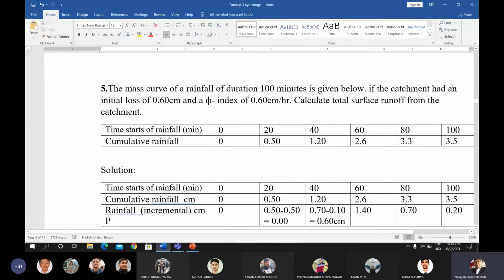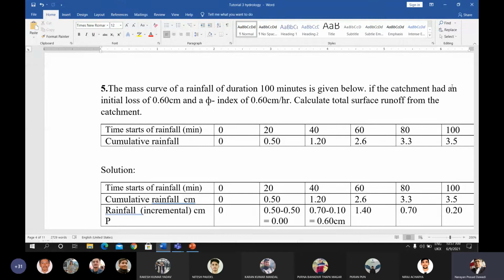We have to calculate the total volume of the runoff or total depth of the runoff. If the catchment area is given, then we can find the surface runoff in terms of the catchment area. If the catchment area is not given, then surface runoff can be found in terms of depth of rainfall or depth of runoff. Now the mass curve of rainfall. The mass curve means cumulative rainfall is provided. The mass curve of rainfall of duration 100 minutes is given below. If the catchment had an initial loss of 0.60 centimeter and a phi index of 0.60 centimeter per hour, calculate the total surface runoff from the catchment.